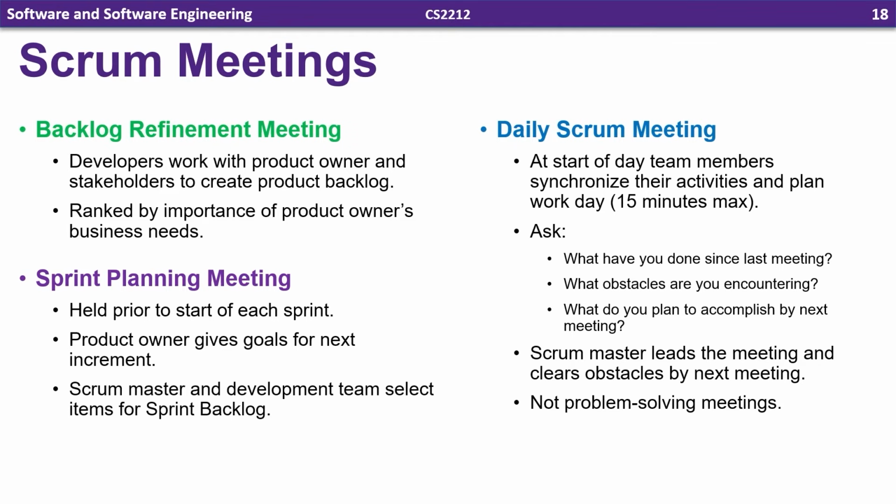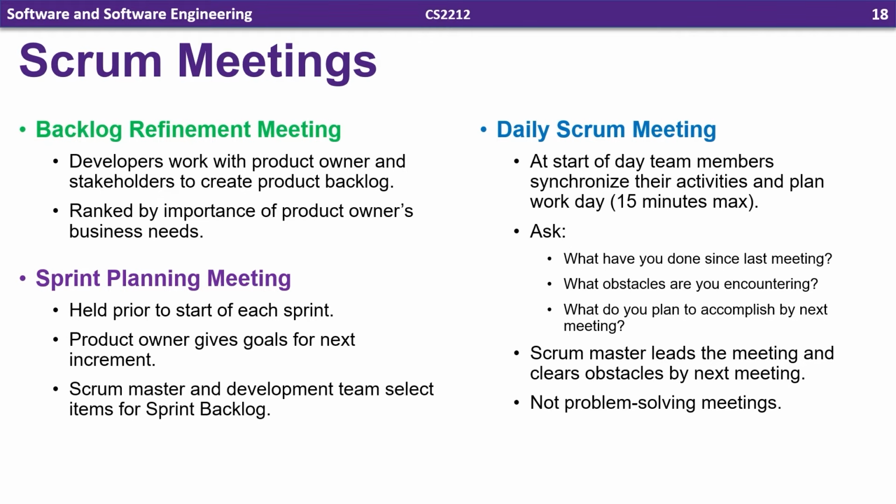So Scrum really emphasizes a lot of face-to-face meetings, though it does try to make the more frequent ones as short as possible. The first one is the backlog refinement meeting. This is where developers are working with the product owner and the stakeholders to create that initial product backlog. And then everything in that backlog is rated by importance to the product owner's business needs.